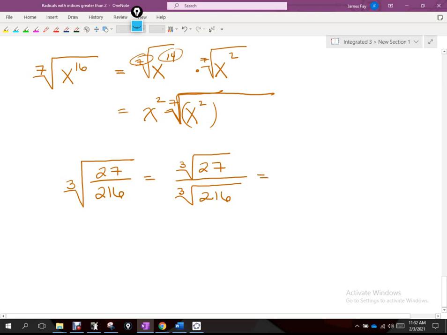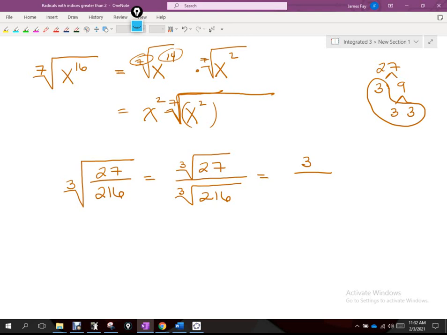Now, if I look at my 27, let's simplify that. 3 and 9, 3 and 3, right? Is that a group of 3s? So that can come out of the radical. There's nothing left over to go underneath the radical, right? So what that tells me is that 27 is a perfect cube. 3 times 3 times 3 gives me 27. Okay. Now the 216 one.